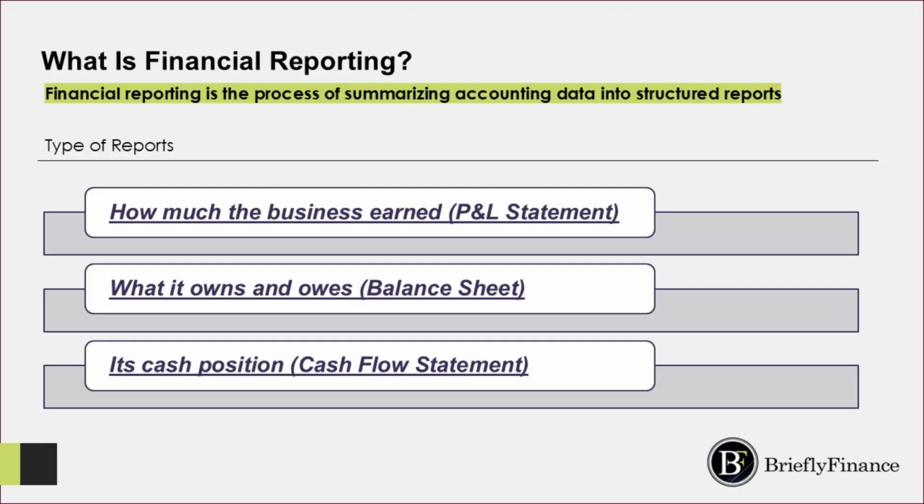Financial reporting is simply the process of summarizing all accounting transactions into clear reports. Instead of looking at thousands of entries, we use reports to understand what happened in the business during a period. This includes checking how much the business earned, what it owns and owes, and its cash position. These are also the financial statements, which we will further discuss in the upcoming slides.